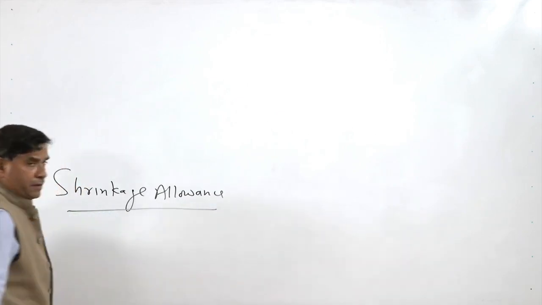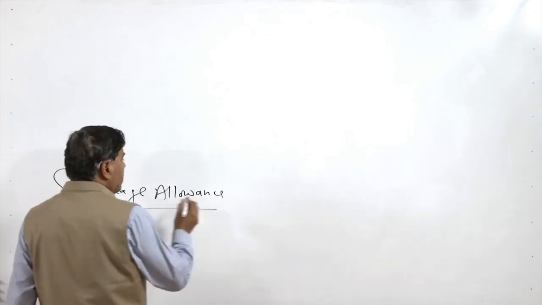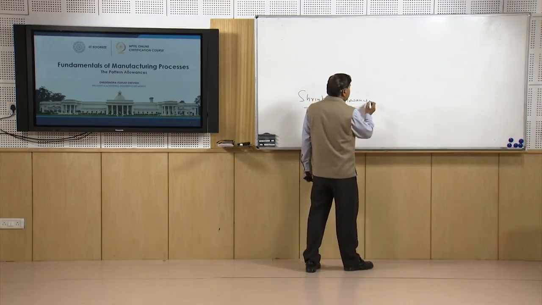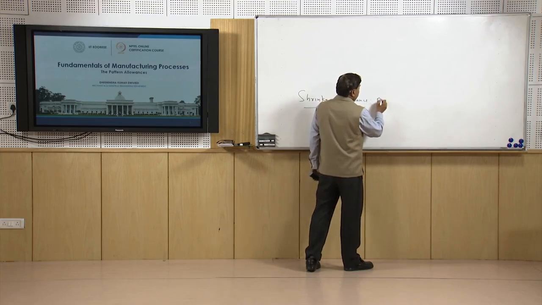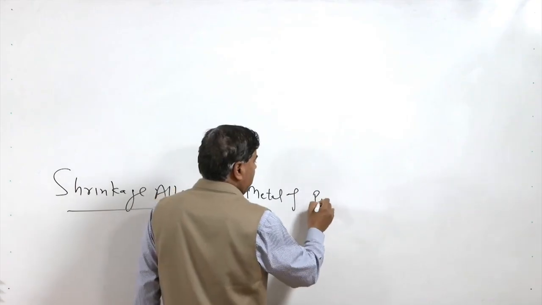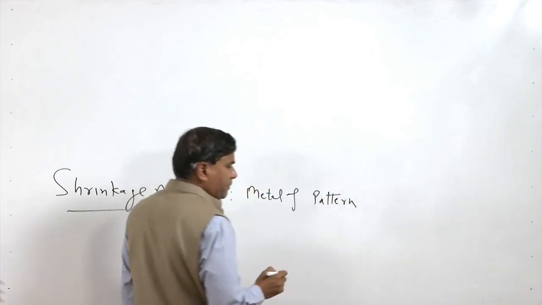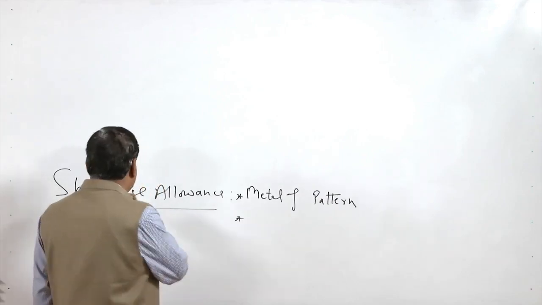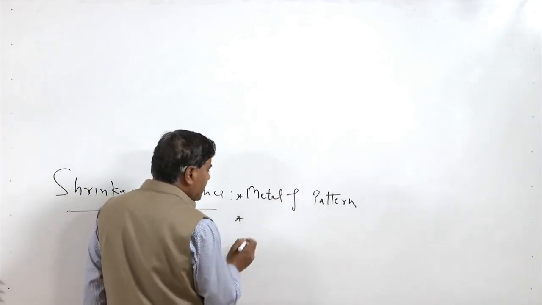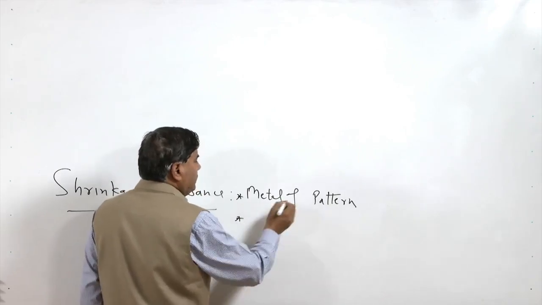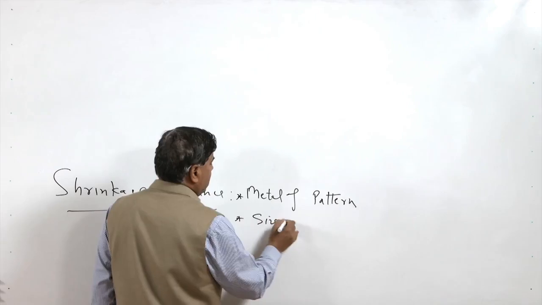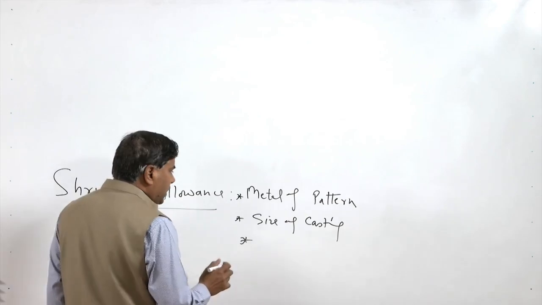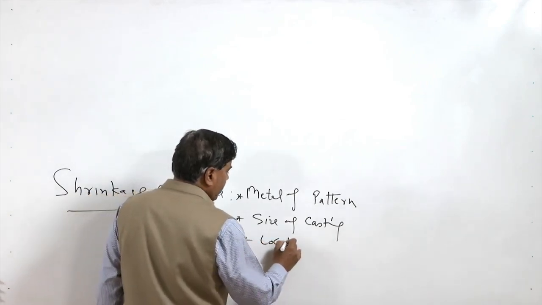Which is given to the pattern. Although it depends, the total magnitude of the shrinkage allowance will depend finally on the material of the pattern. It means what material is to be used, whether it will be made of wood or of metal. Another factor that affects the allowance provided is the size of the casting or its component or section.